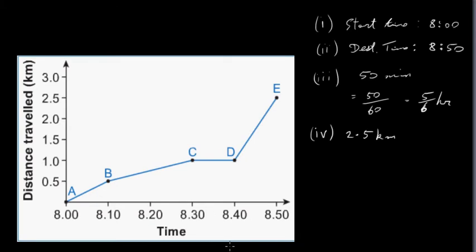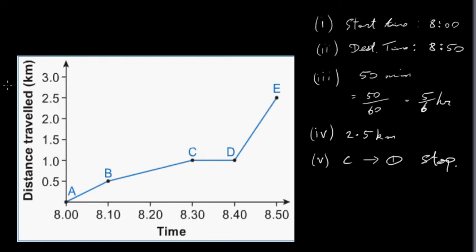You can be asked, for example, when did the person stop? Between what 2 points did the person stop, maybe for a chat? That would be between C and D. You can be asked, when did the person travel at the fastest pace? You can see they started from A to B at a steady pace. They slowed down here, then they stopped for a chat or whatever here, and then here they set off again very fast, or faster anyway than these two sections.